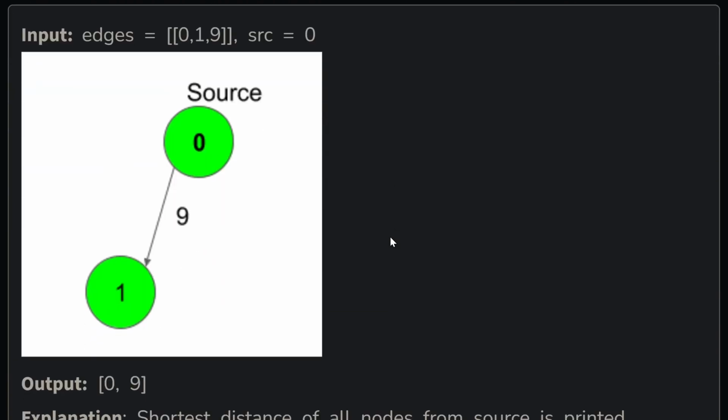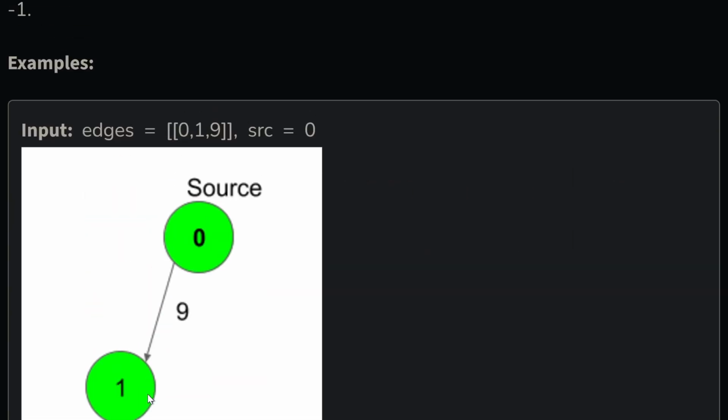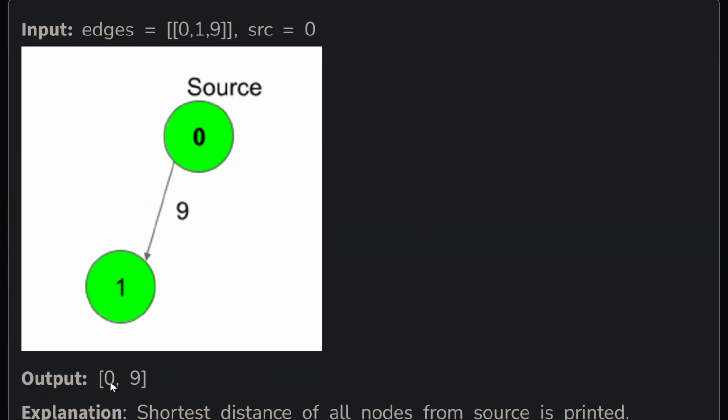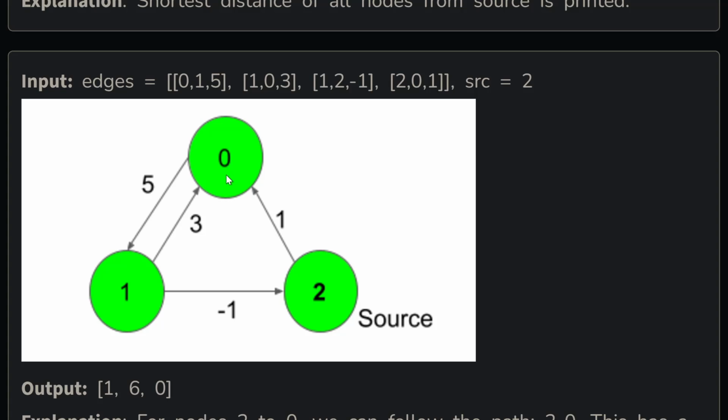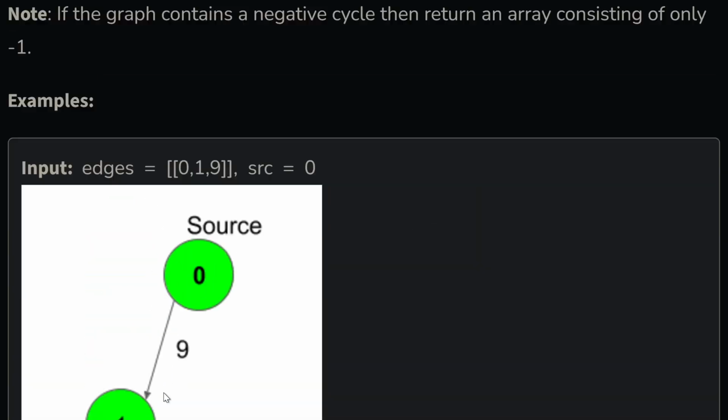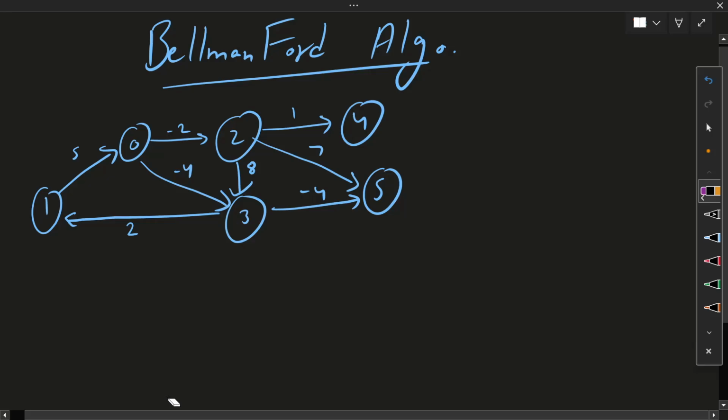So we have this example. Starting from 0 to itself, the distance is 0. Then 0 to 1, the distance is 9. Actually, in this case the source is 2. So let's start from 2. From 2 to 0, we got 1. From 2 to 1, what did we get? We got 6. So that's why we have filled 6. Then for 2 itself, we got 0.